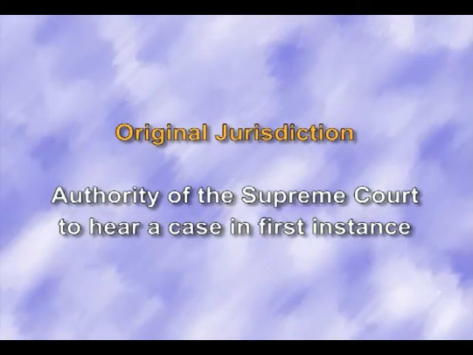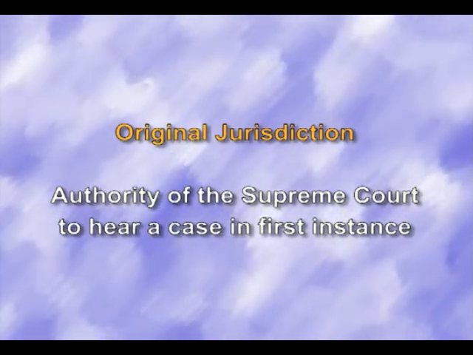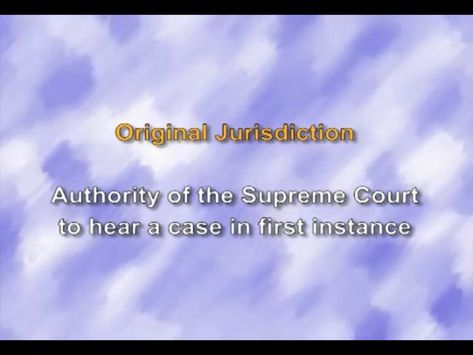Now, first, original jurisdiction means the authority of a court, in this case, the authority of the Supreme Court, to hear a case in the first instance. That means the Supreme Court and the Supreme Court alone will hear certain specific cases. For instance, the Supreme Court will hear cases of disputes between the federating units. In this sense, as already explained, India is a federation. So there are two sets of government, the central government and the state governments. Naturally, disputes may arise between the central government and the state governments.